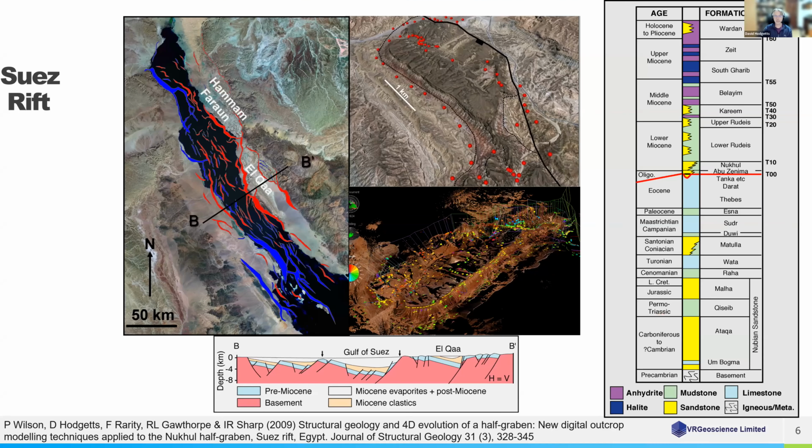Here we've got the Suez Rift. There's two big fault blocks, Hammam Faraon and El Kar. We're just on the southeastern corner of the Hammam Faraon fault block in a location called Wadi Knuckle. And that's what we've got in this top right-hand image here. This is a QuickBird satellite image overlain on a digital elevation data set.